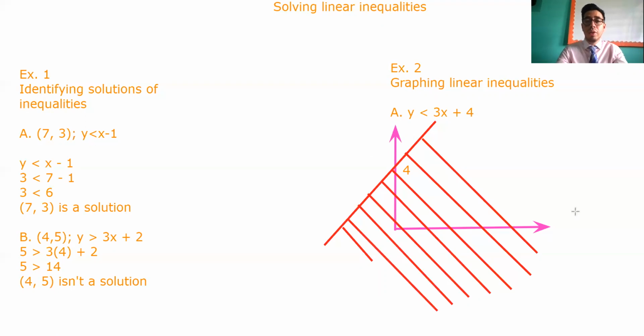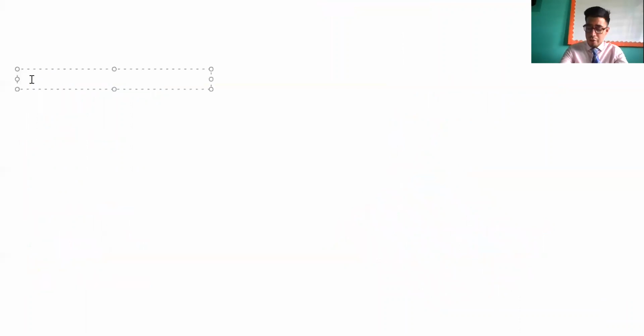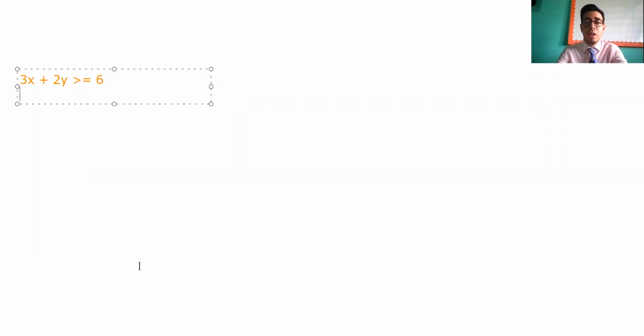And for the other one, for example, I'm going to copy the other one that we have: 3x plus 2y is greater than or equal to 6. I'm going to write it this way because on the laptop I don't have the symbol written completely with the line, okay? And I need to isolate the variable y.